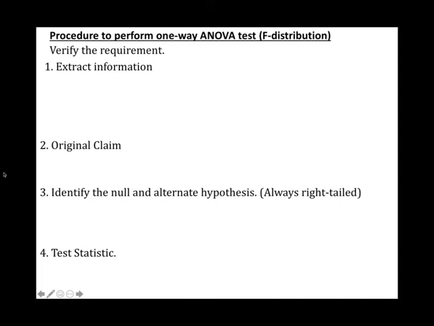Okay, procedure to perform the one-way ANOVA test. We will be using the F distribution. Remember the F distribution? We talked about this in section 9.4. So first, figure out what your sample size is and what K is. K means how many populations you have. For my previous example, we have a three sets of data, so K will be equal to 3.